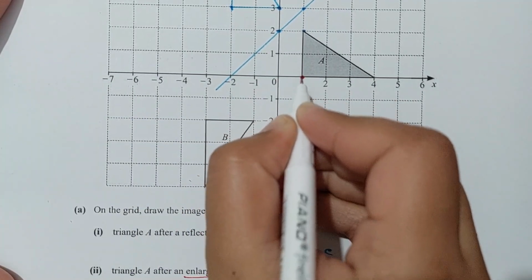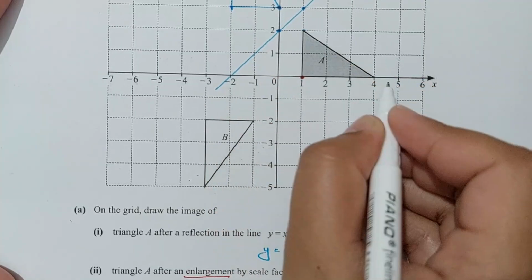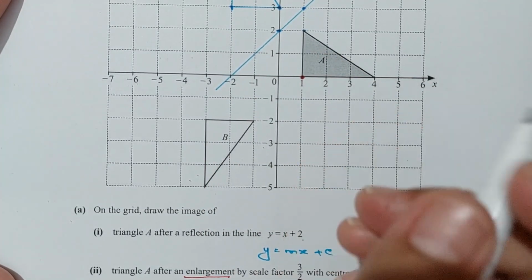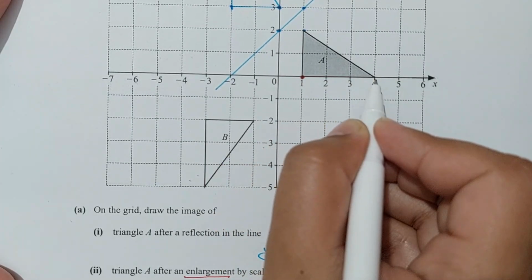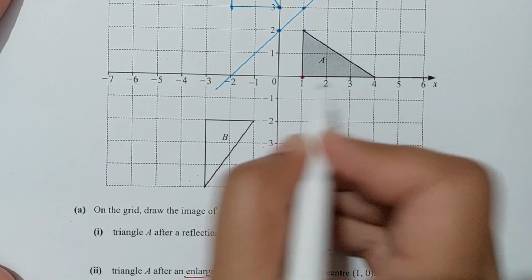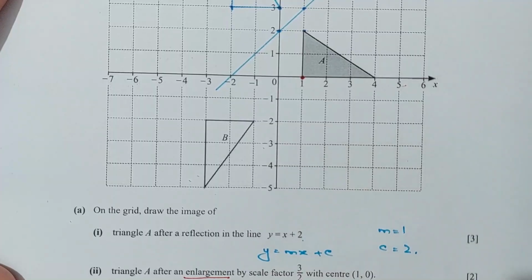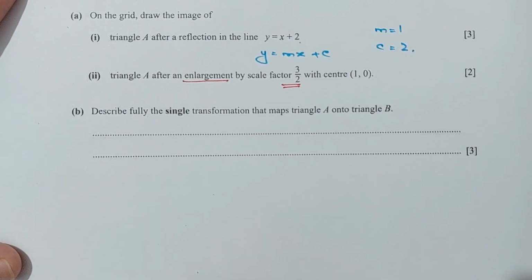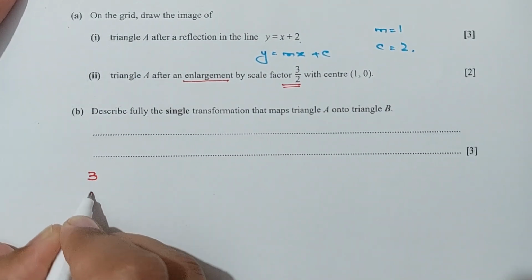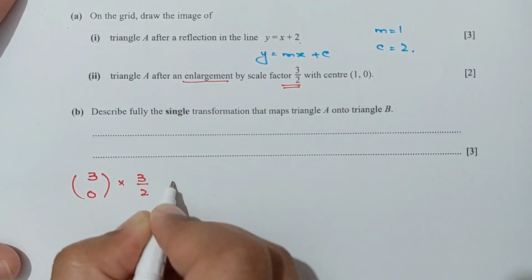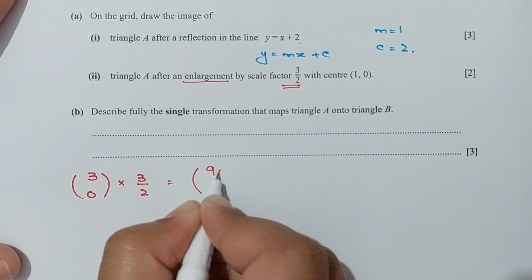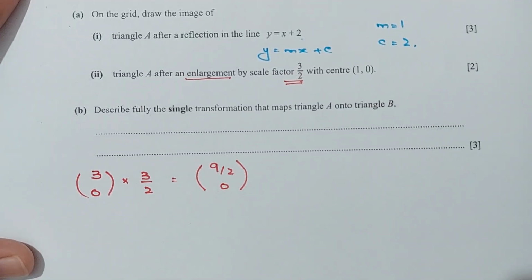So from the center, this vertex stays the same. You have to figure out the rest of the two vertices, right? From this center, this vertex has a length of 3 units to the right, so the horizontal translation is 3, and there is no vertical translation. You have to multiply it by the scale factor 3 by 2. So this becomes 9 by 2 and 0. And what is 9 by 2? I guess 2.5, no, 4.5.